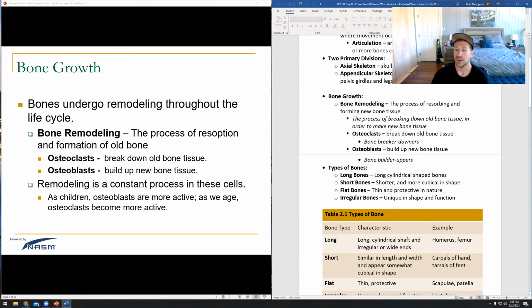So bone remodeling is the process of breaking down old bone tissue in order to make new, dense, strong, unbreakable new bone tissue, right? So we've got two cells that are primarily responsible for that. The first one is what is known as your osteoclasts, okay? Osteoclasts are bone breaker downers. Their job is to resorb old bone tissue.